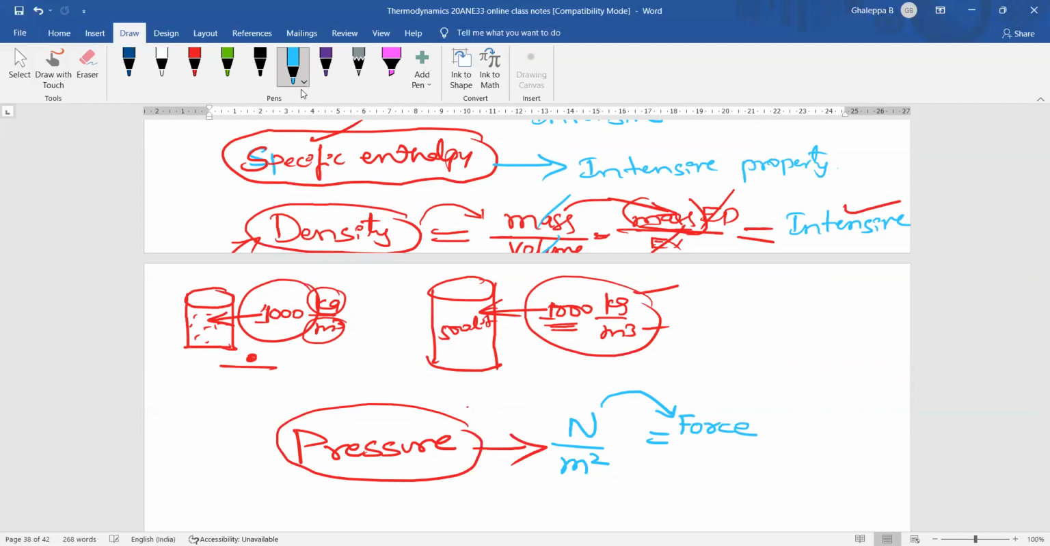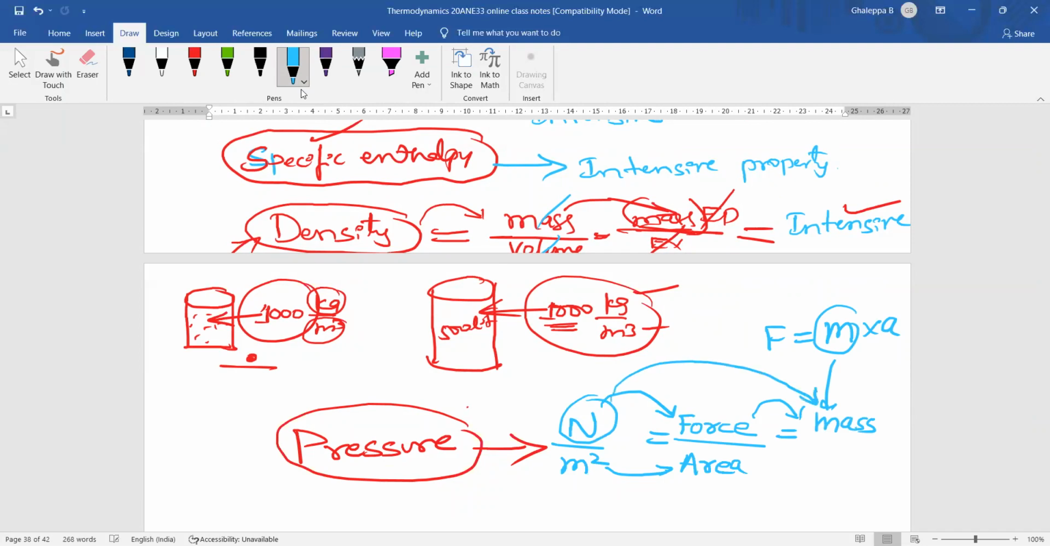Force. Meter square is a unit of area. What is the formula of force? What is Newton's law? Force is equal to m into a, acceleration. So what is this m? Mass. So this Newton, this property indirectly depends on mass.